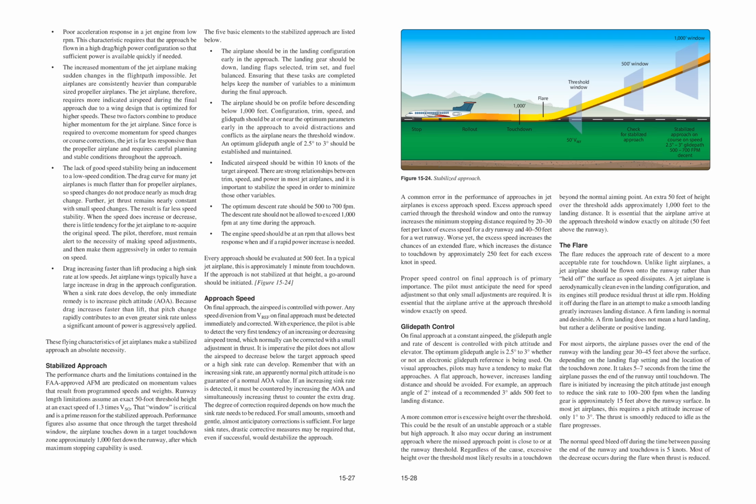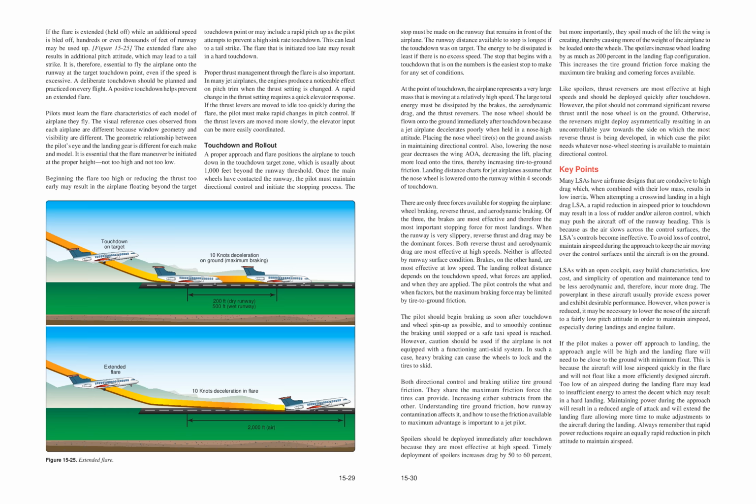The normal speed bleed off during the time between passing the end of the runway and touchdown is 5 knots. Most of the decrease occurs during the flare when thrust is reduced. Figure 15-28. If the flare is extended, held off, while an additional speed is bled off, hundreds or even thousands of feet of runway may be used up. Figure 15-25. The extended flare also results in additional pitch attitude, which may lead to a tail strike.